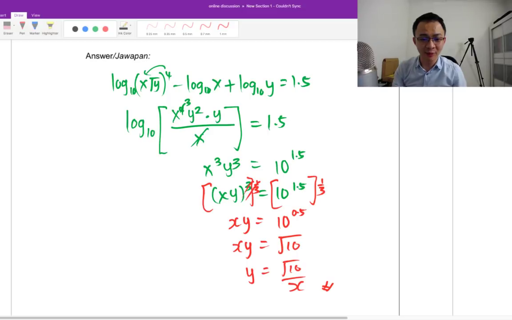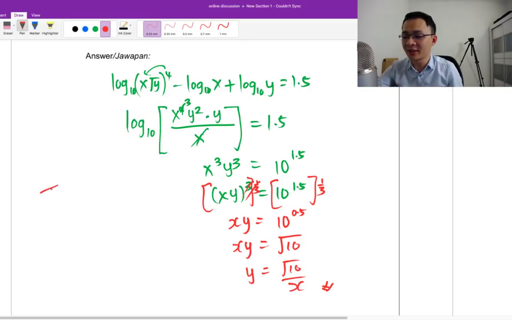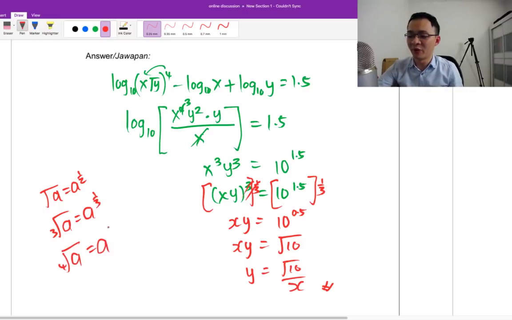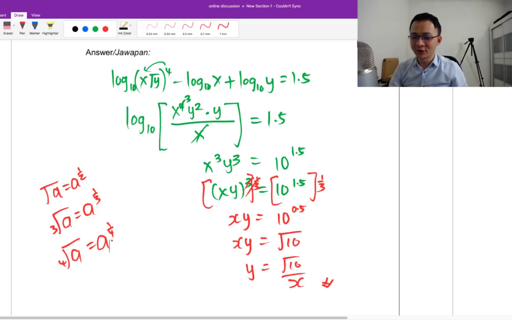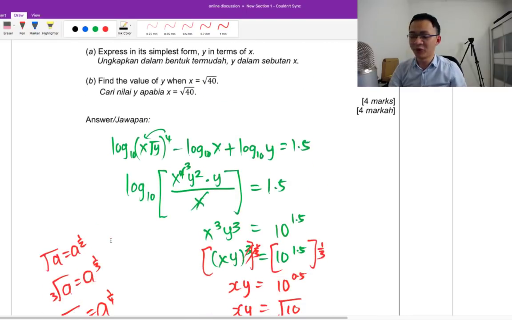Yes, I actually see some question here. Square root equals power of fraction. Basically you just need to understand that square root a equals a power of half, cube root a equals a power of 1 over 3, fourth root a equals a power of 1 over 4. This is indices. If you don't understand indices, you can go check out my video. So then we move on to question 17.